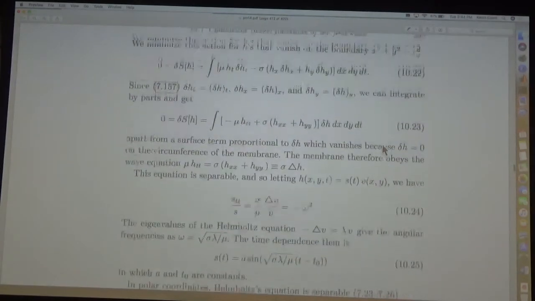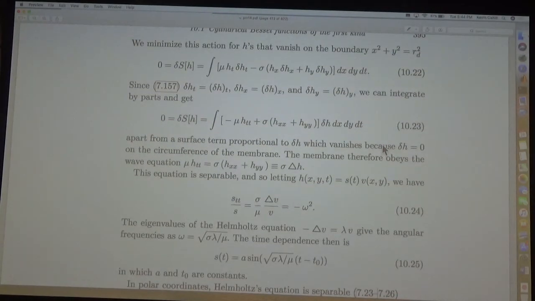So you then, of course, vary the action to find out how the drum actually vibrates, and in the usual way you get this expression where this is the small change in the height at x, y, and that then gives you this differential equation, which is a wave equation in 2 dimensions of space and 1 of time.